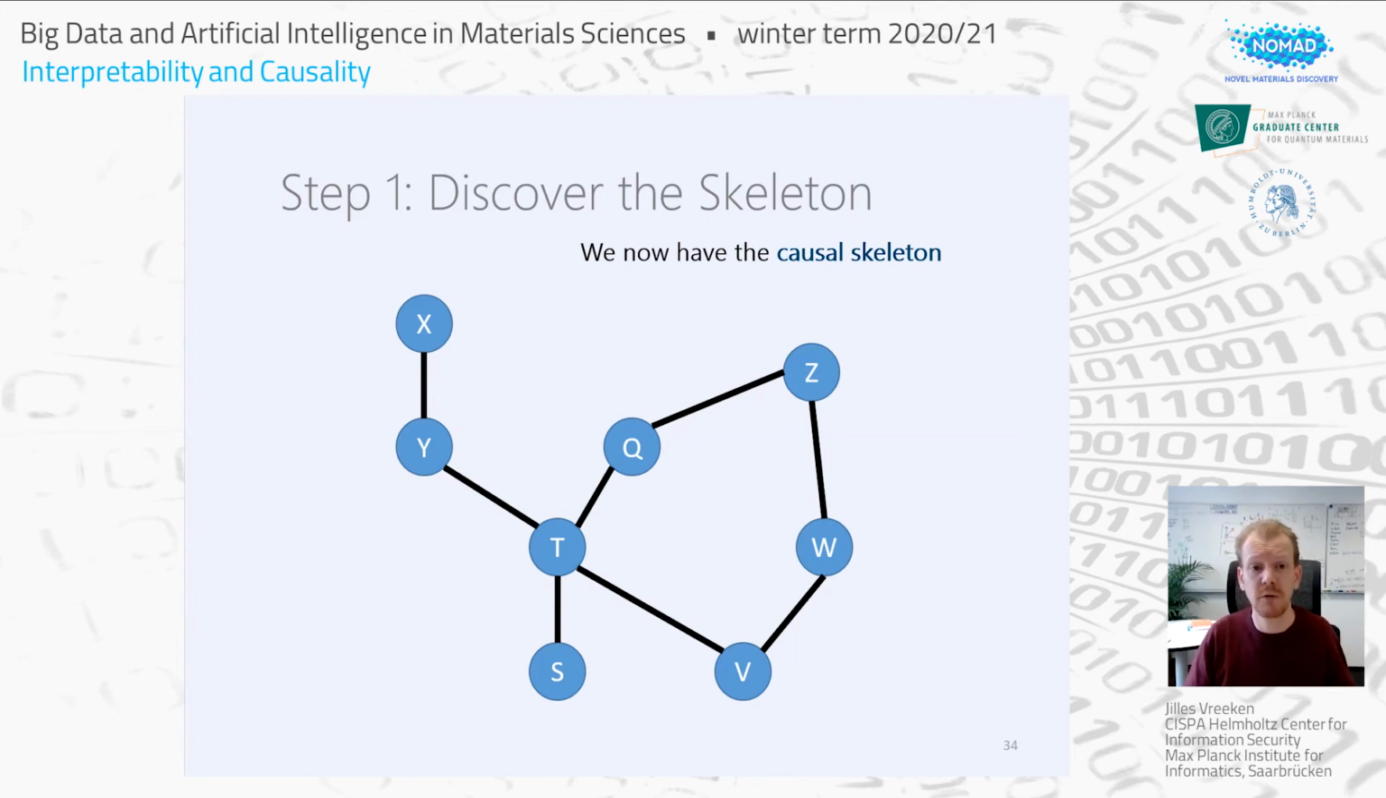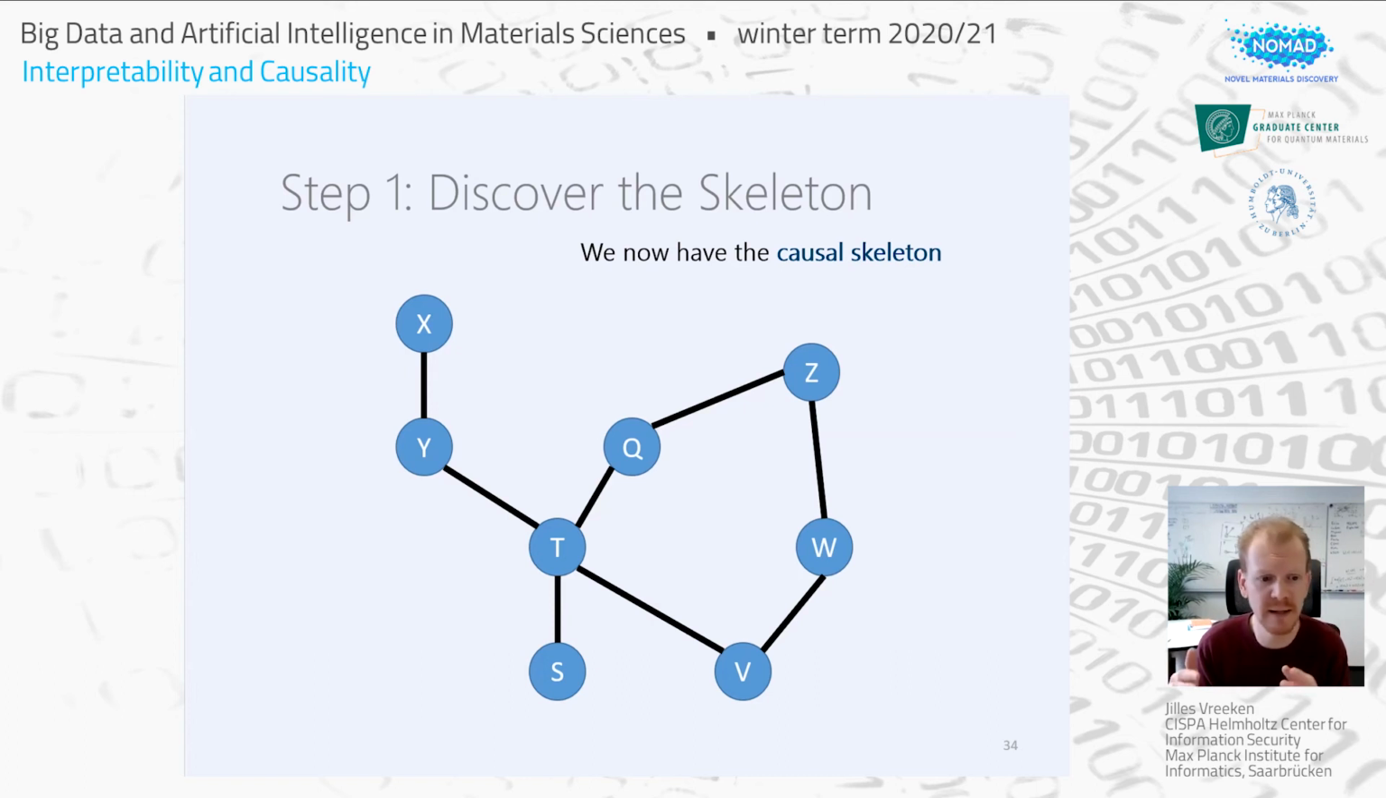And this is the provably correct answer to the question, if the assumptions that we set hold. We now have the causal skeleton. We don't have the directions yet. That's what we're going to do next. But this is going to be the correct skeleton. Let me just repeat, if your assumptions suck, then so is the network, right?